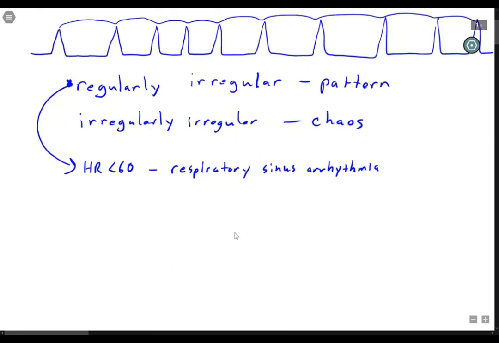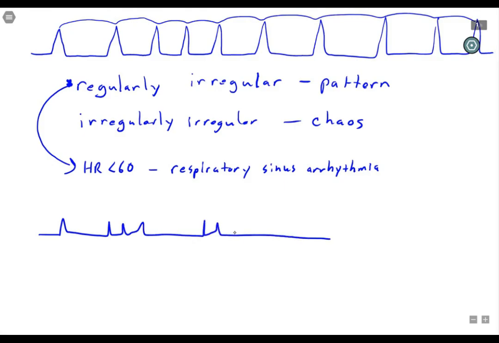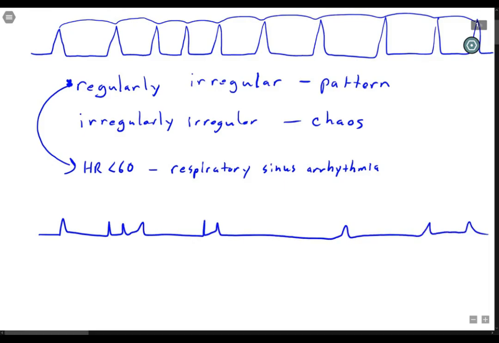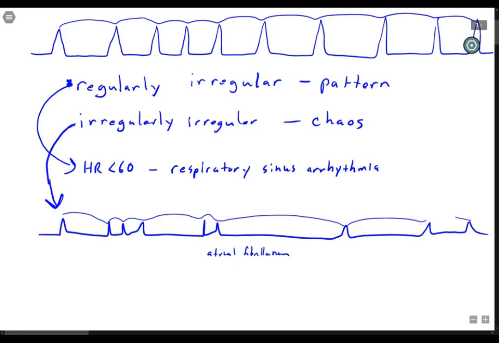Now, what if it was irregular? If you look here, the distances obviously are different, and there's no real pattern to it. It's pretty much chaos. This is not sinus arrhythmia. This is not a good thing. This would be due to something that we might see in atrial fibrillation, something we're not going to talk about right now, but irregular rhythms are not normal.